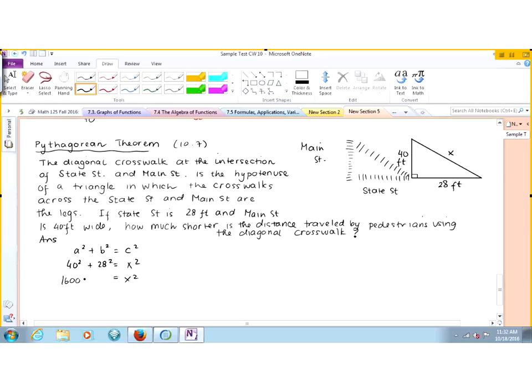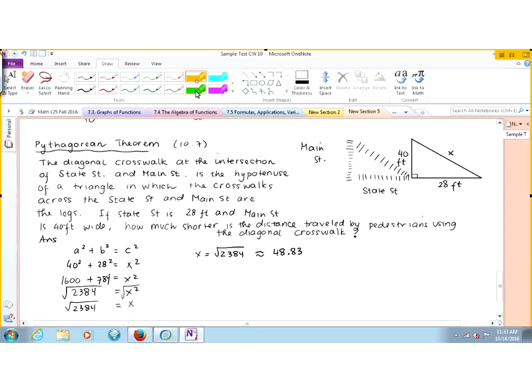So what is 40 squared here? 1600. What is 28 squared? Okay, thank you. So what are they combined? 2384? Yes. So what is x squared? So what is x, sorry? Square root of 2384. Yes, so x is square root of 2384, which is approximately what?